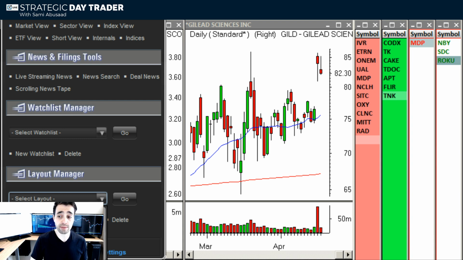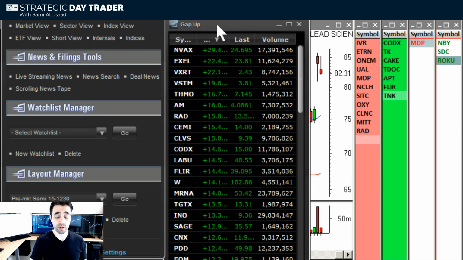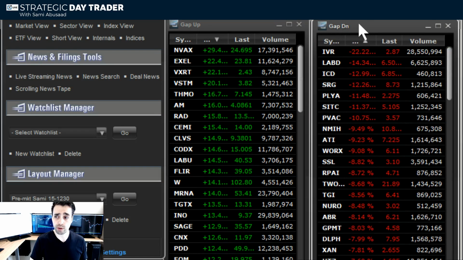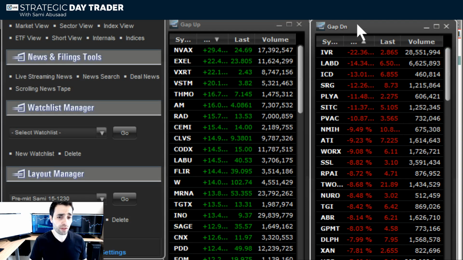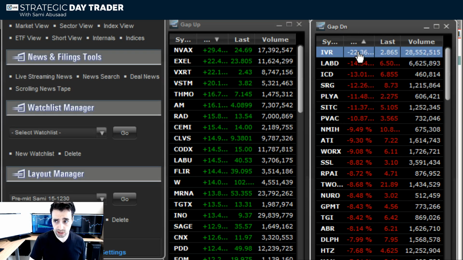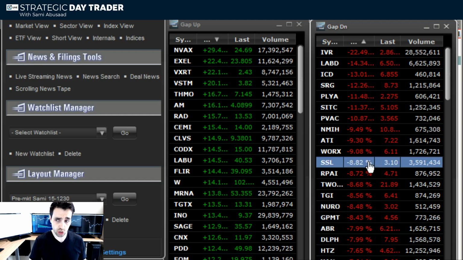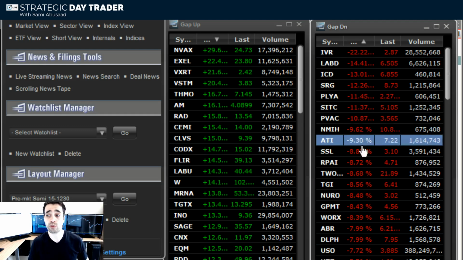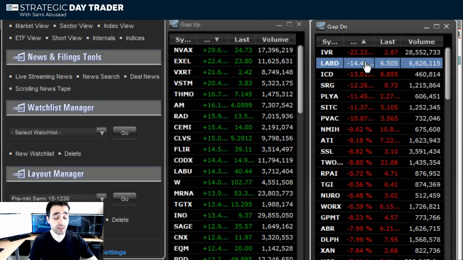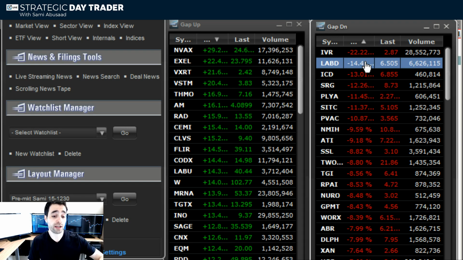I compile the gaps list by scanning for all stocks that are gapping up above 2% and below 2%. See it? Now, if the market is gapping down a lot, you're going to have a lot of gap downs. So I can adjust the percentage up or down. If the market was down 2%, I would only look for things that are gapping down at least 4%.